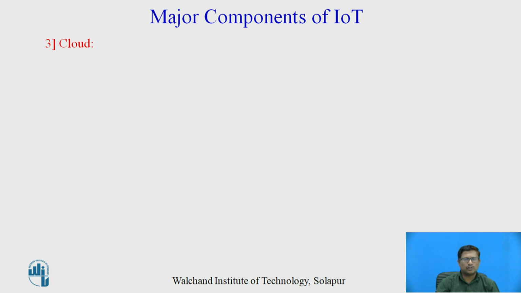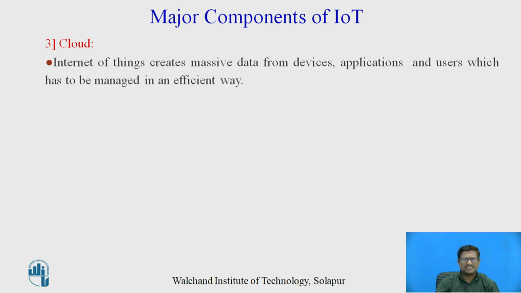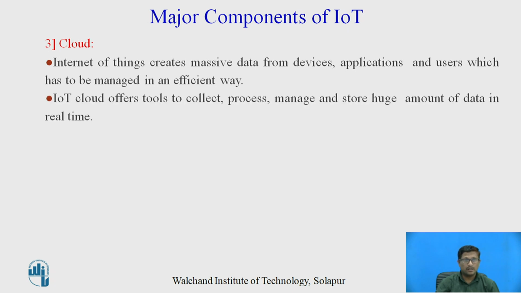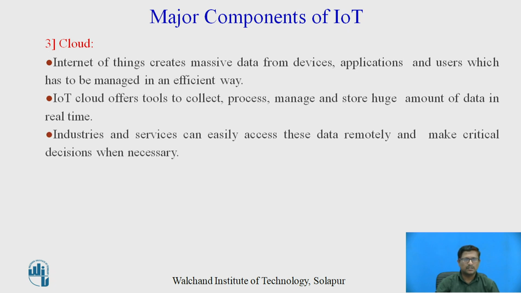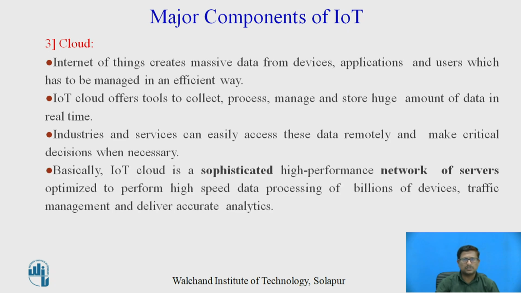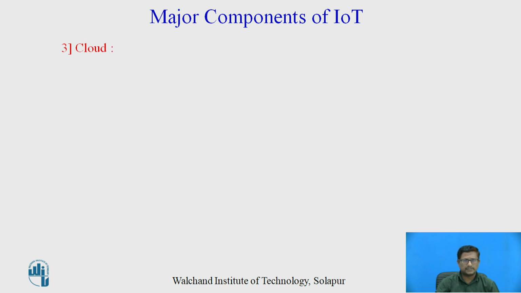So the third component is the cloud. The Internet of Things creates massive data from the devices, applications and users, which has to be managed in an efficient way. The IoT cloud offers the tools to collect, process, manage and store huge amounts of data in real time. Industries and services can easily access this data remotely from anywhere at any time and make critical decisions whenever necessary. Basically, the IoT cloud is a sophisticated high performance network of servers optimized to perform high speed data processing of billions of devices, traffic management and deliver accurate analytics.